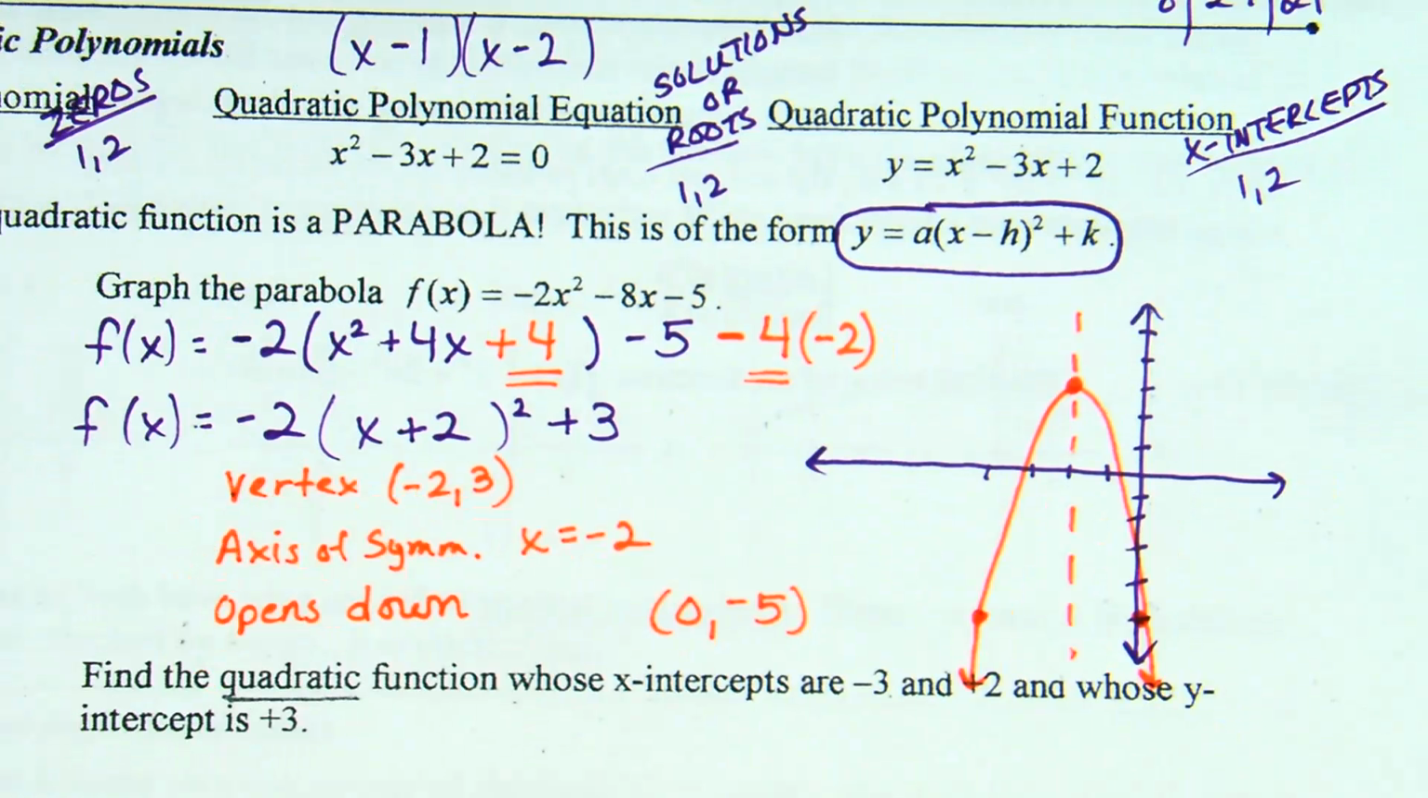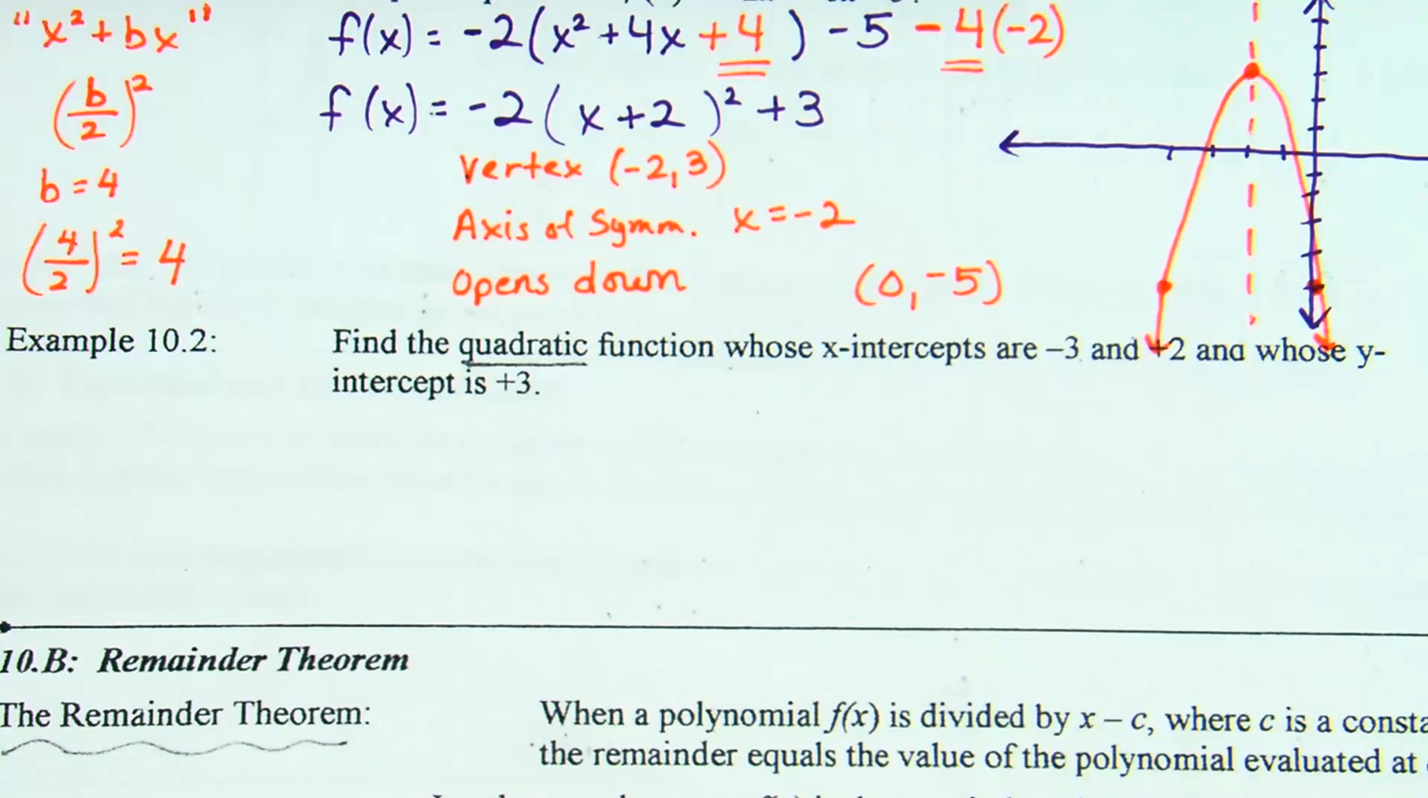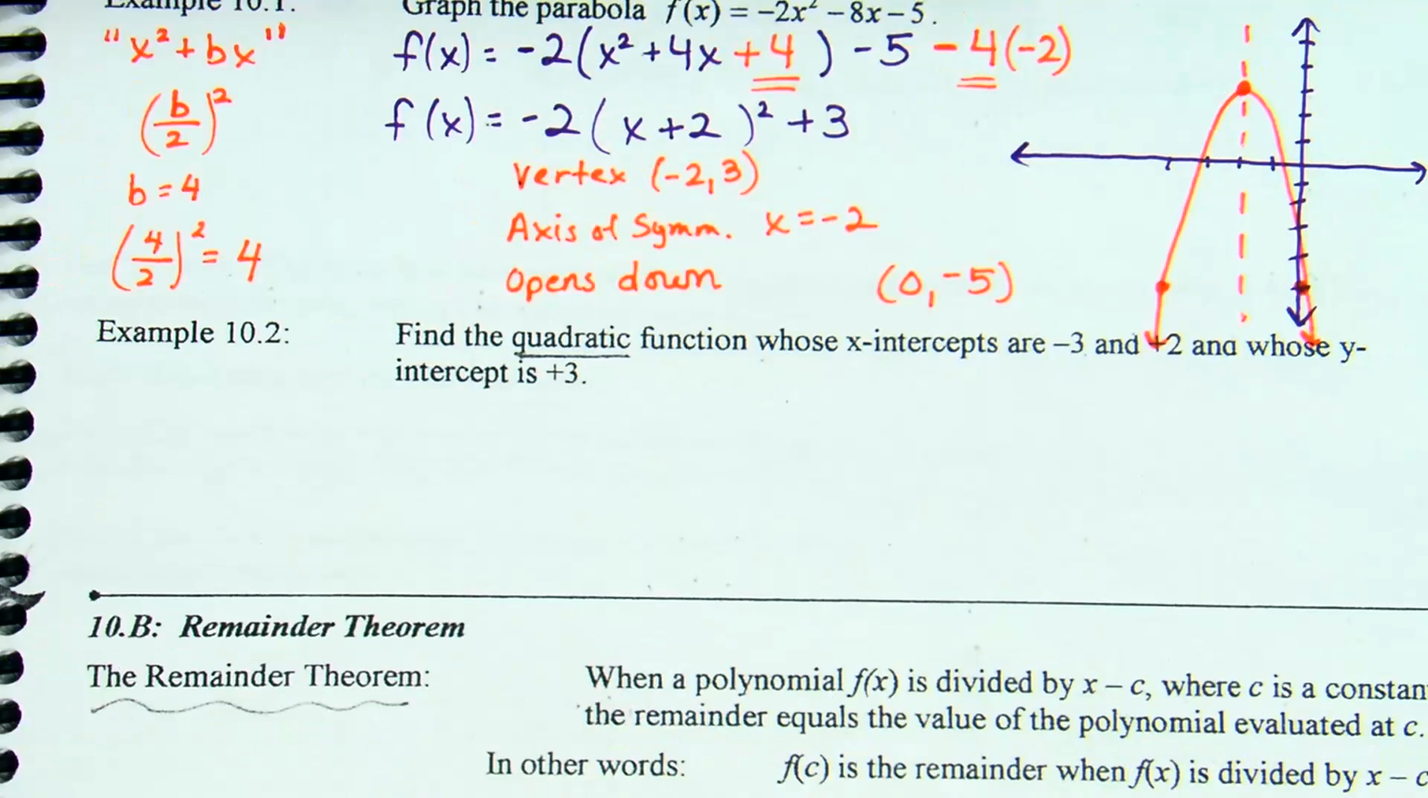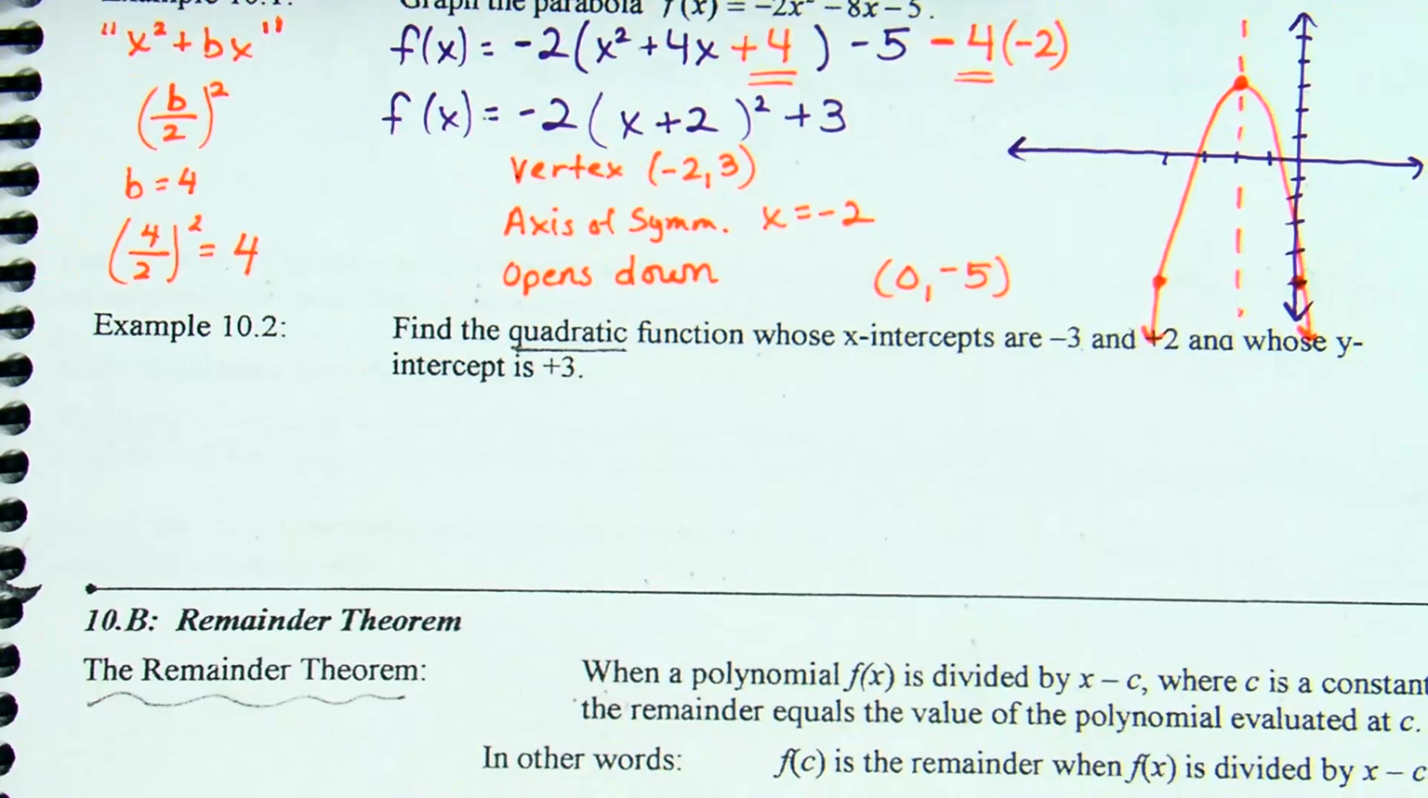Example 2. Find the quadratic function whose x-intercepts are -3, 2, and whose y-intercept is +3. Okay, so is this the one where we take those two together so you get that, and then use the y-intercept? Okay, that's going to be part of my start.